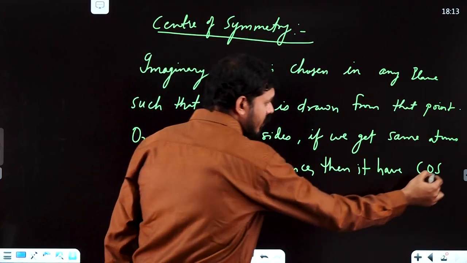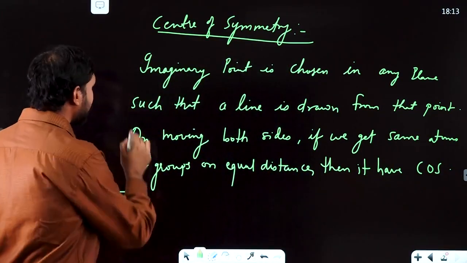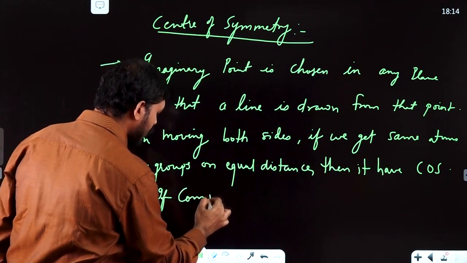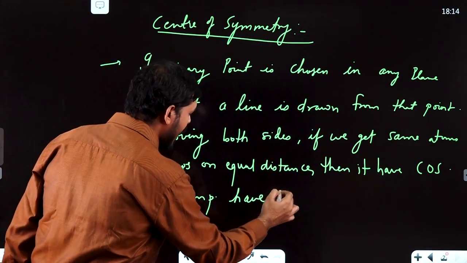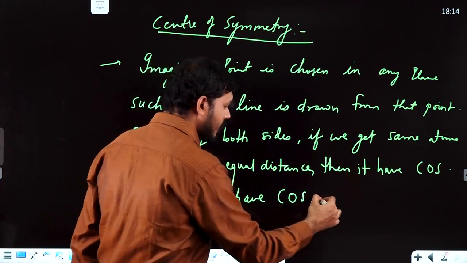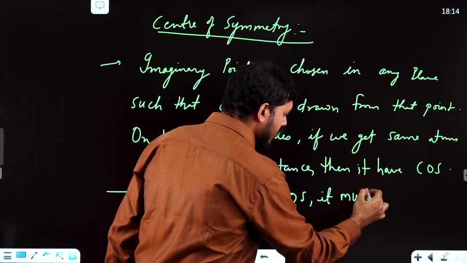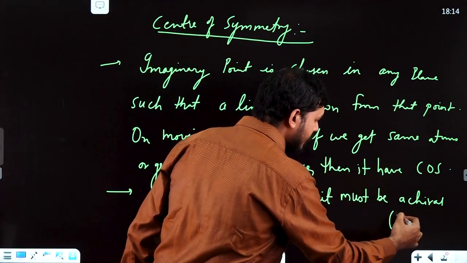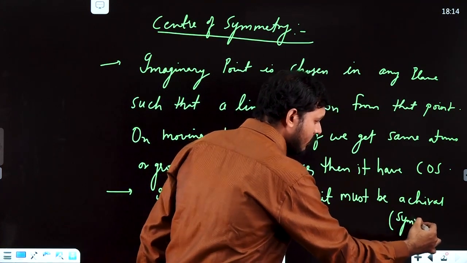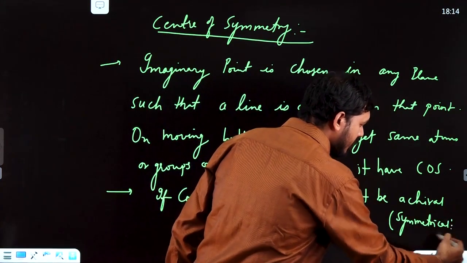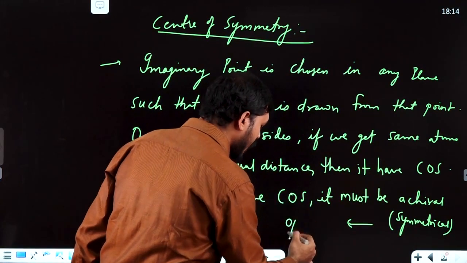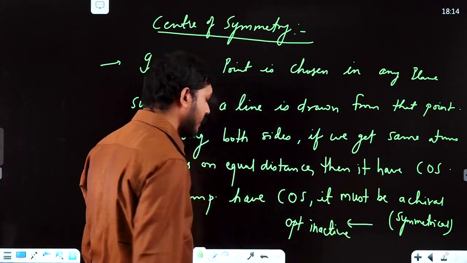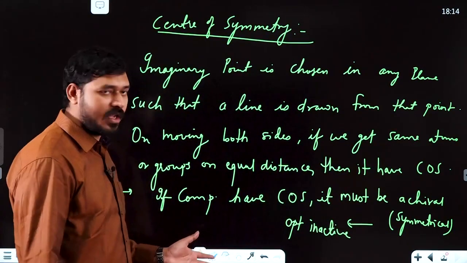Now also, if a compound has center of symmetry, it must be achiral. Achiral means symmetrical, which means optically inactive. Optically inactive means it will not show any optical activity.